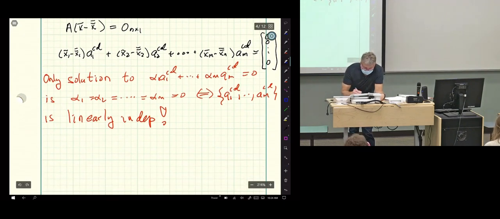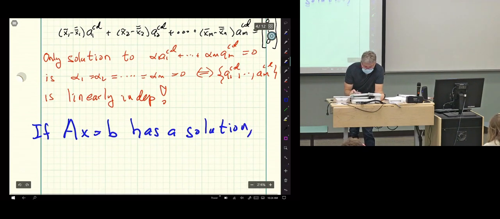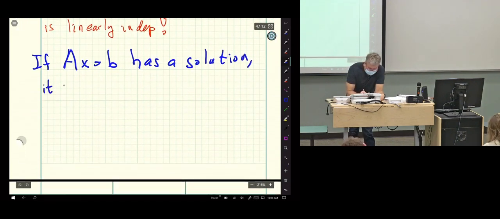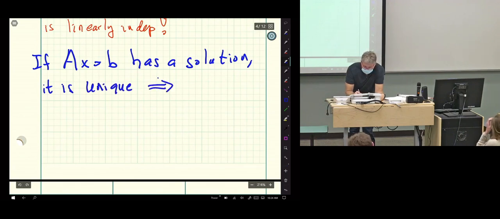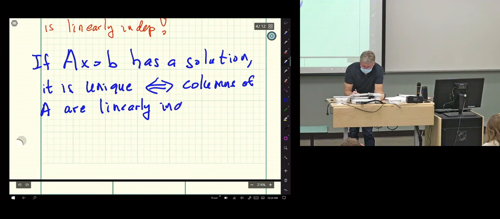Okay, so we can write that down as: if AX equals B has a solution, it is unique if and only if the columns of A are linearly independent.